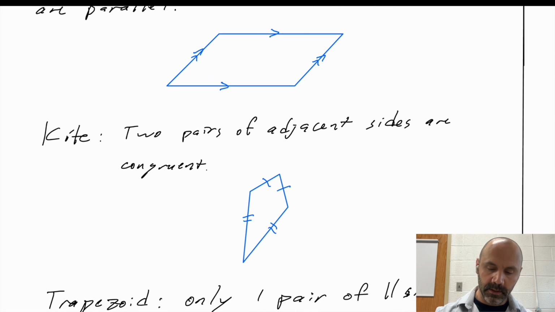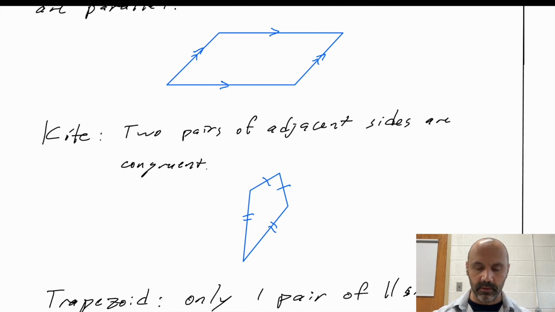A kite is a quadrilateral where the adjacent sides are congruent, right? So this side's congruent to this side, and this side's congruent to this side. Kind of looks like a kite, and so that's why it's given that name. If they're all congruent, then it's a rhombus. We'll get to that later. But a kite has two pairs of congruent sides, but it's the adjacent sides, right? Or the sides that are consecutive with each other.